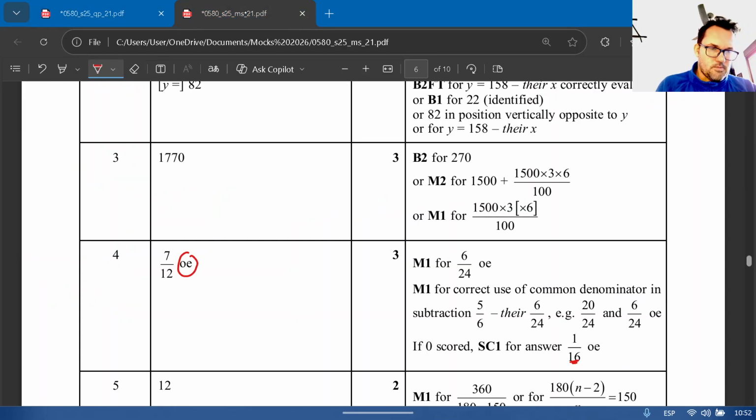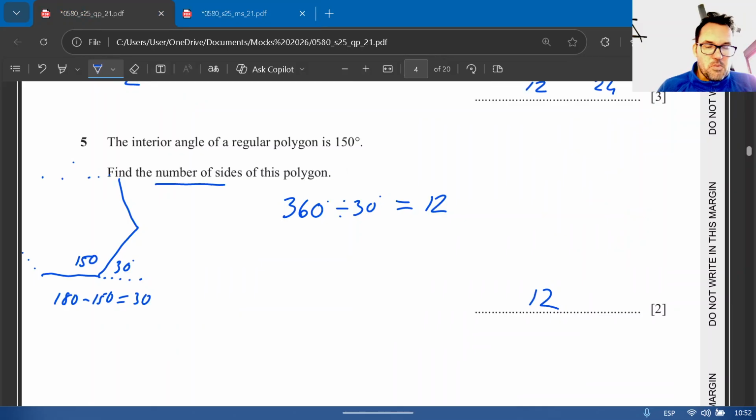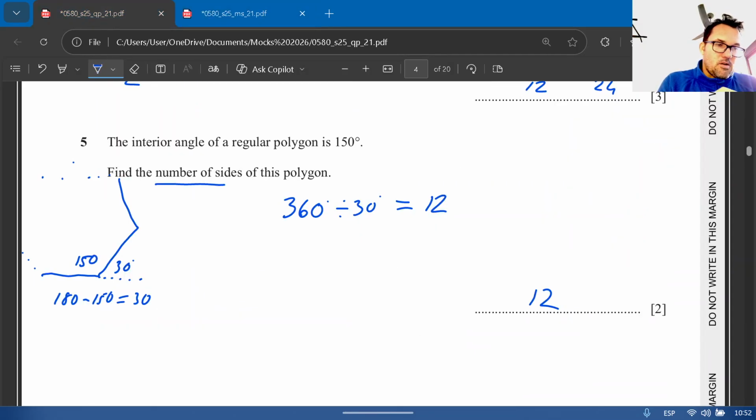Is that correct? Yep. Now there is another way of doing this, and that is using the formula for the interior angles of a polygon. But that takes a bit longer, it's a bit more complicated. So using the exterior angles, I find that a lot easier. Here again you get a mark for basically doing the working out, getting the exterior angle, dividing it into 360, and then for the answer.